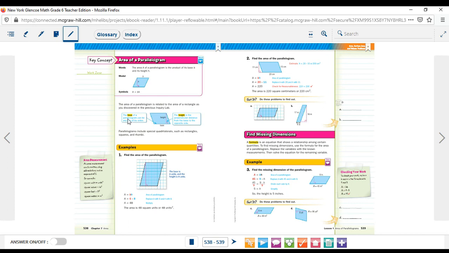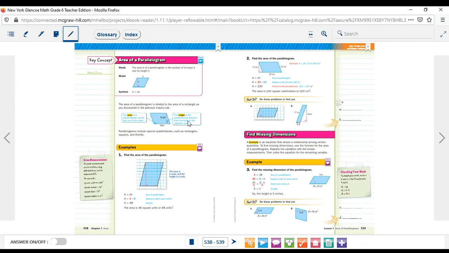But the base of a parallelogram can be any one of its sides. Base does not have to be the bottom. The base could also be the top. So just remember that because sometimes they'll give you information and you'll think, oh no, but the base has to be on the bottom. Not necessarily. It could be any of the sides.